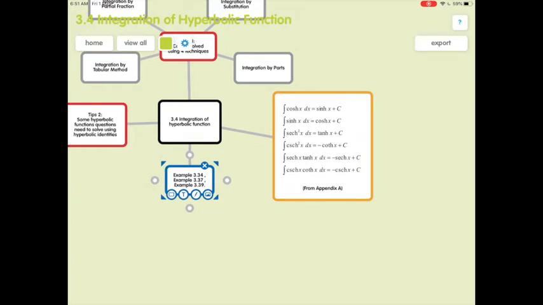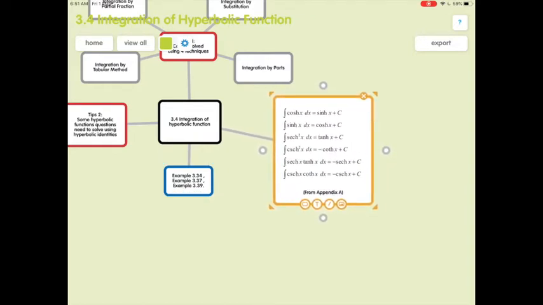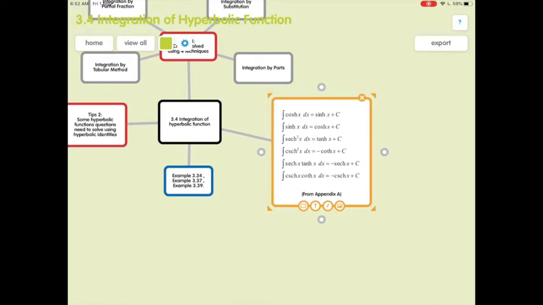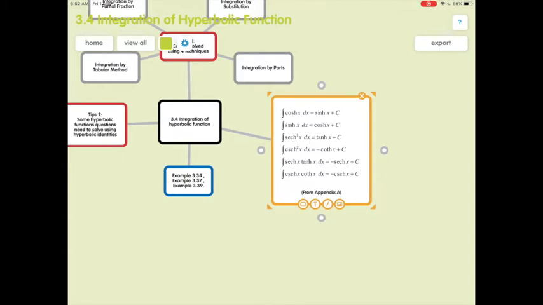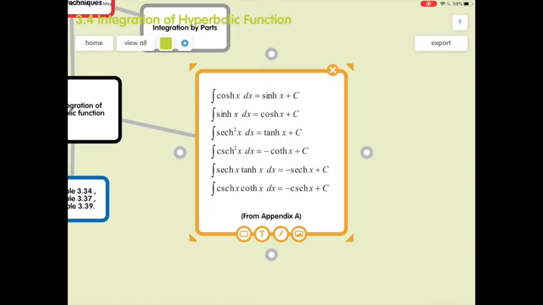Now, before we look into the examples, 3.34, 3.37 and 3.39, here are the indefinite integrals for hyperbolic functions. If you integrate hyperbolic cos, you will get hyperbolic sine. If you integrate hyperbolic sine, you will get hyperbolic cos. Since these are indefinite integrals, each of these will have plus c.